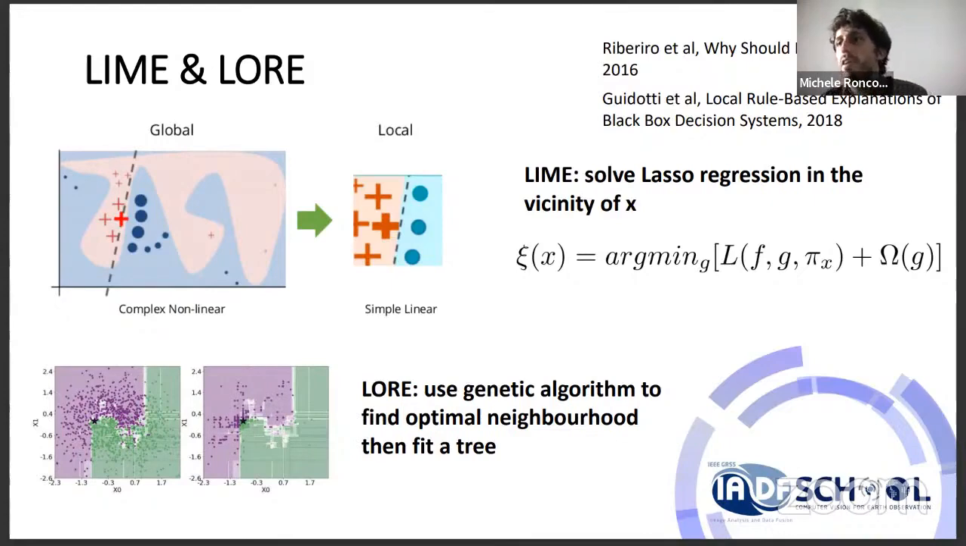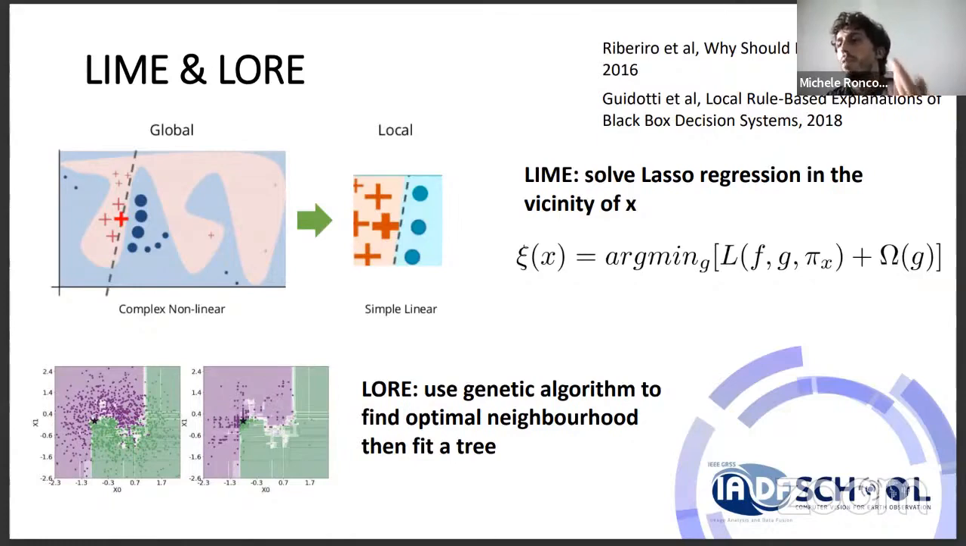In the case of LoRE, I said that it's very similar because basically the main idea is the same. So it's just to make a linear approximation of the model locally, so close to a single point. The main difference is that they use a genetic algorithm to find what is the optimal neighborhood and then fit a tree on that. So here what they show, these two plots taken from the original paper on the bottom. On the left is what you would do just sampling randomly in the vicinity of X, while on the right is where with their algorithm they are able to approximate much better what the model is doing, what is the decision boundary in the vicinity of X.